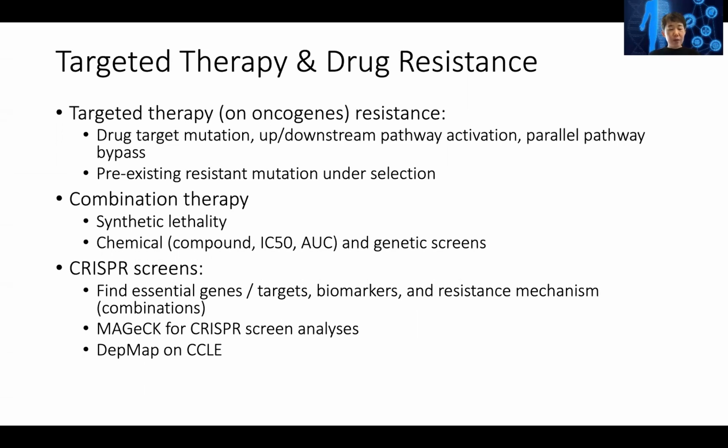And also for targeted therapy, a very important mechanism of resistance is pre-existing resistance. And initially, they might only represent a tiny percentage of the population.